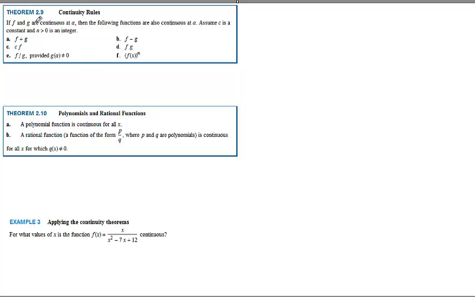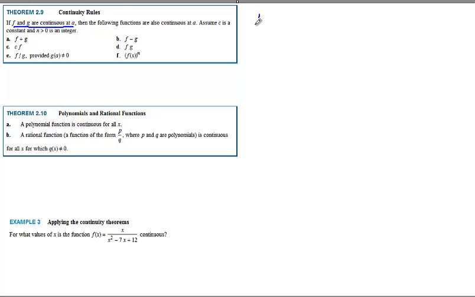Note in these continuity rules, f and g are continuous at a, and that must be the case. F and g must be continuous at a for the following to hold true. So let's see what this means and see if we can prove that. Just say the first one is true, because the rest of them will be very similar to that.